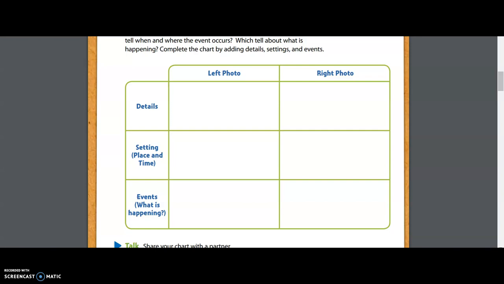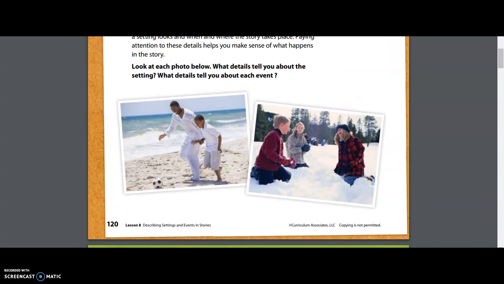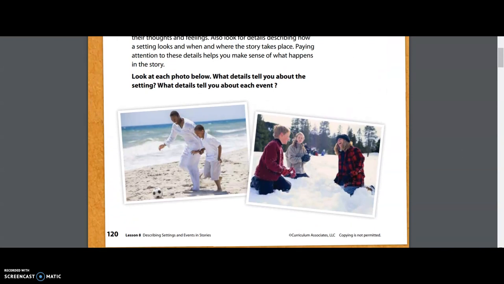So where it says details, it's looking for you to tell me what you see in the photo. Before we even get too in depth, what do you see? So I'm going to try the first one with you with this left photo. So what I would say that I see in these details, I very clearly see a man.